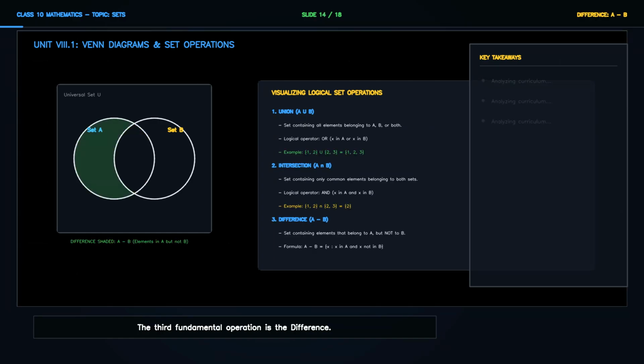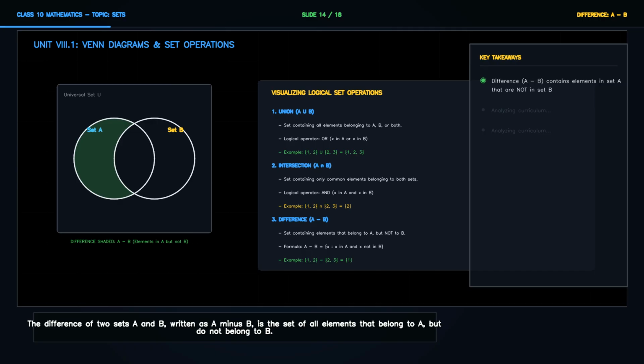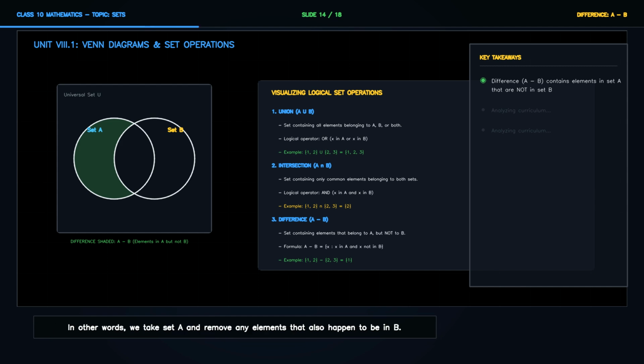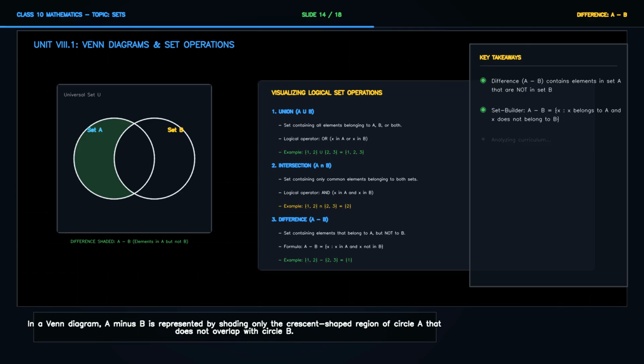The third fundamental operation is the difference. The difference of two sets A and B, written as A minus B, is the set of all elements that belong to A but do not belong to B. In other words, we take set A and remove any elements that also happen to be in B. In set builder form, A minus B equals {x such that x belongs to A and x does not belong to B}. In a Venn diagram, A minus B is represented by shading only the crescent-shaped region of circle A that does not overlap with circle B.